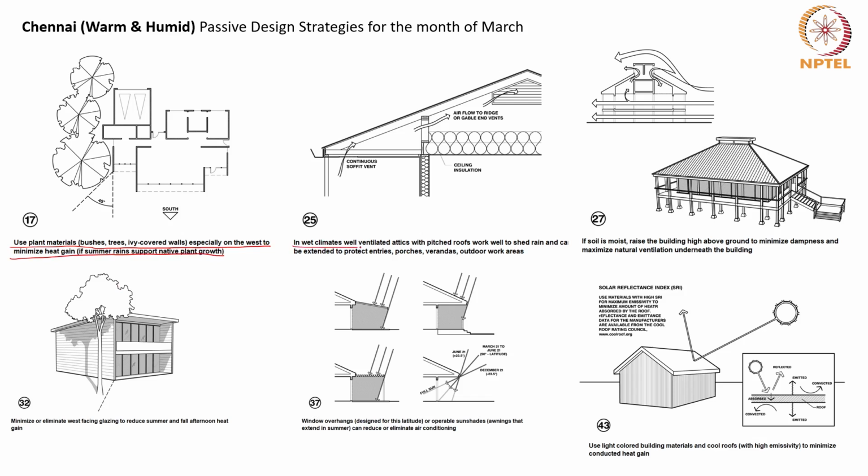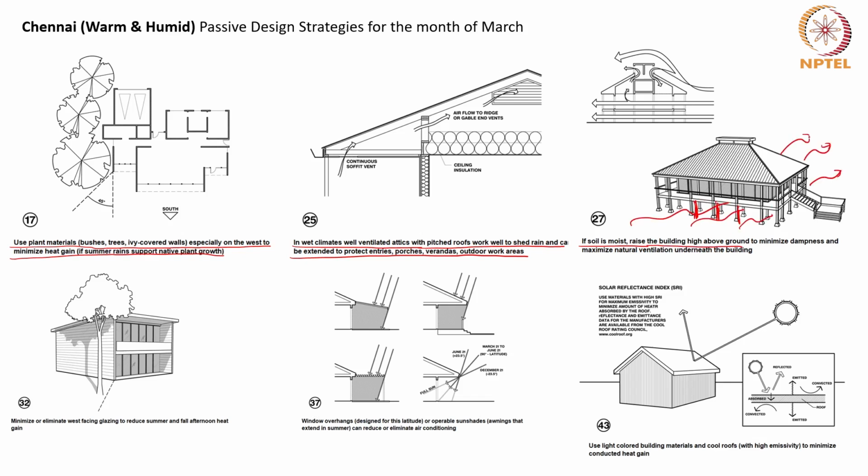In wet climate, well ventilated attics with fixed roofs work well to shed rain and can be extended to entries, porches, verandas, outdoor work areas. If soil is moist, we can raise the building high above the ground to minimize dampness and maximize natural ventilation below the building.